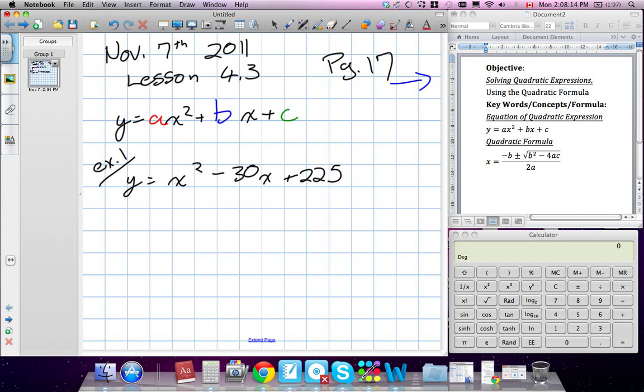Okay? So, the equation of a quadratic expression is y equals ax squared plus bx plus c. We know this. Normally, we could solve for x by factoring. We've learned that before. Okay? We have an example here where we're unable to factor the question. You guys can go ahead and try it out if you like, but I'm going to tell you, you can't find factors of this question.